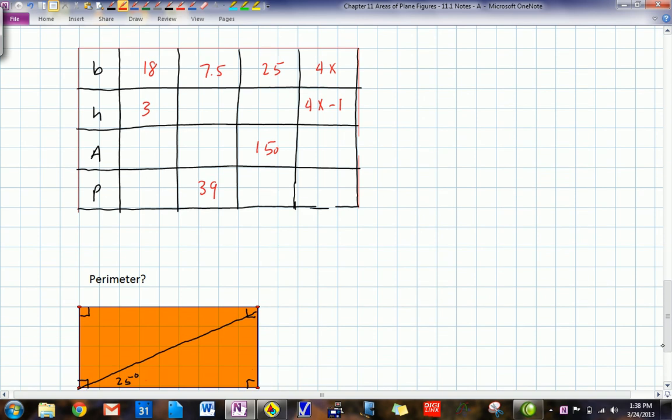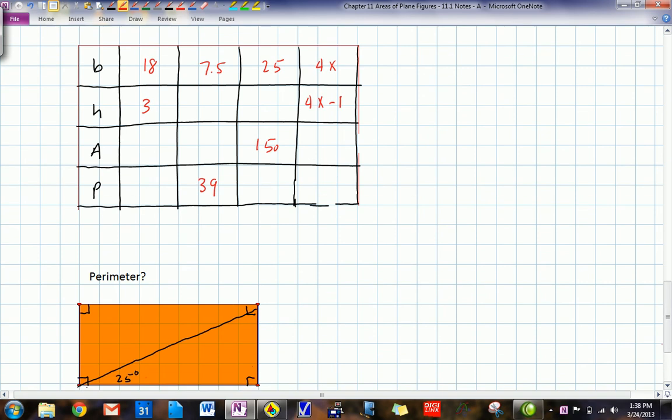Okay, my next example is a chart, and I'm doing this because you're going to see some charts in the homework section that you take a look at tomorrow. And so this chart represents the base, the height, the area, and the perimeter for a rectangle. B, H, A, and P stand for base, height, area, and perimeter. And the goal here is to fill in the empty boxes. Okay, so first of all, I need to get out my calculator, and we'll do some calculations here.